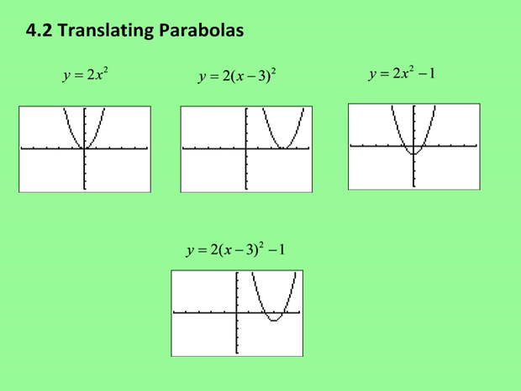All right. In section 4.2, we get into translating parabolas. We know that translating is like a slide. It's where we take the shape and we move it around. We're going to start with this as our basic shape, y equals 2x squared. It's got that 2, so it's a little bit narrower than your regular y equals x squared.